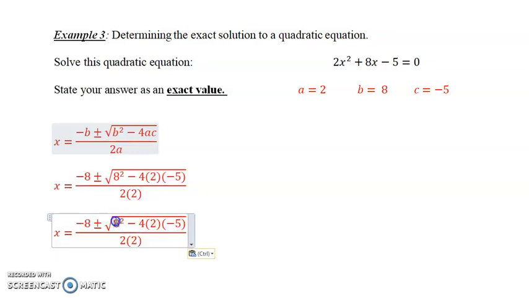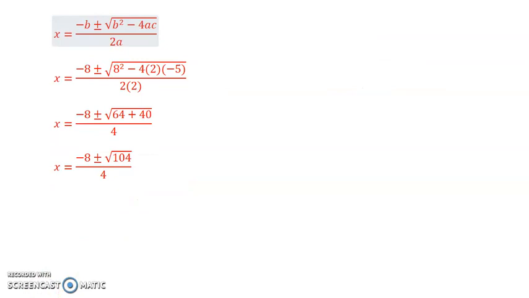-8 is just -8. 8 squared is 64. And -4 times 2 is -8. -8 times -5 is 40, right? Positive 40. And then the denominator is 4. So the next step, we take the 64 and 40, add it together, we get 104.